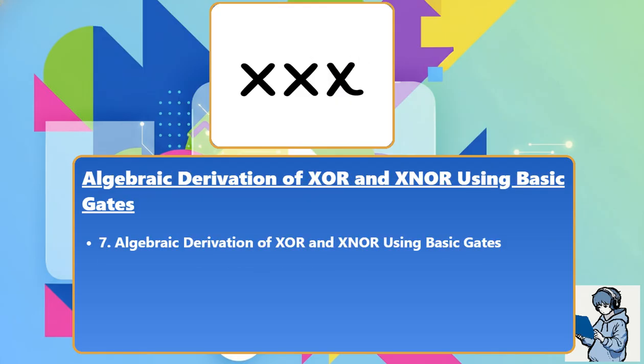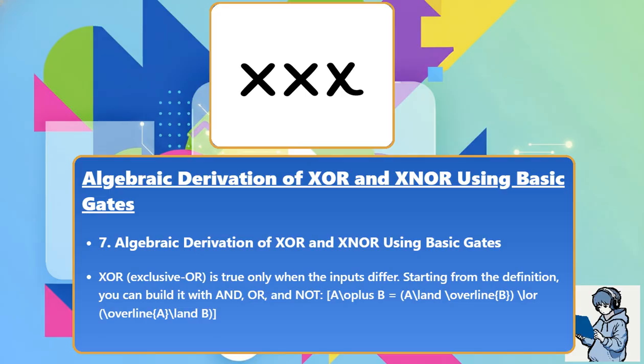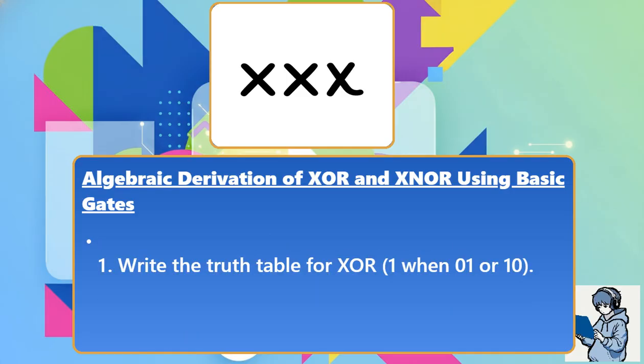Topic 7: algebraic derivation of exclusive OR and exclusive NOR using basic gates. Exclusive OR is true only when the inputs differ. Starting from the definition, you can build it with AND, OR, and NOT. A XOR B equals open parenthesis A and not B close parenthesis or open parenthesis not A and B close parenthesis. Step-by-step derivation. 1. Write the truth table for exclusive OR: 1 when 0, 1 or 1, 0.